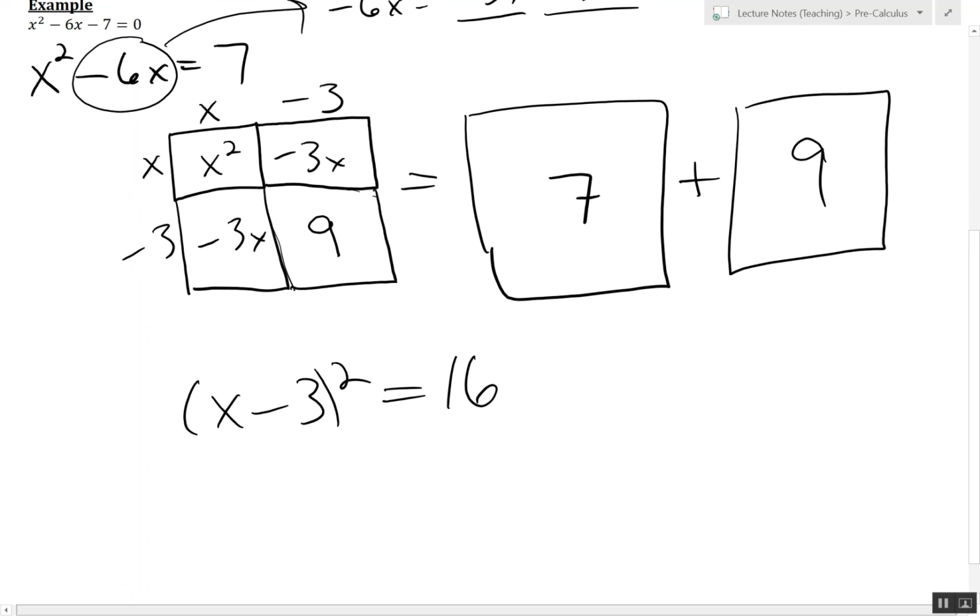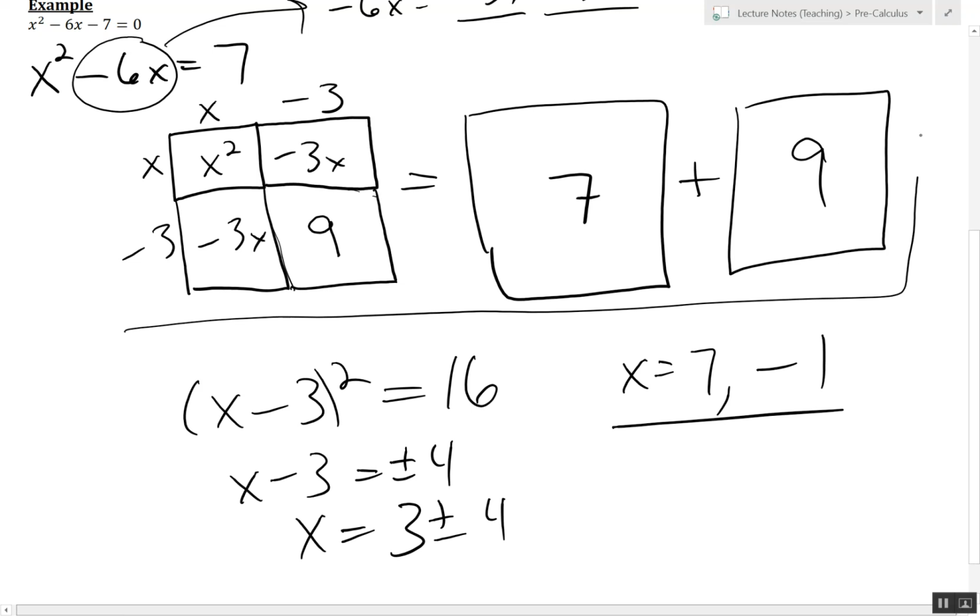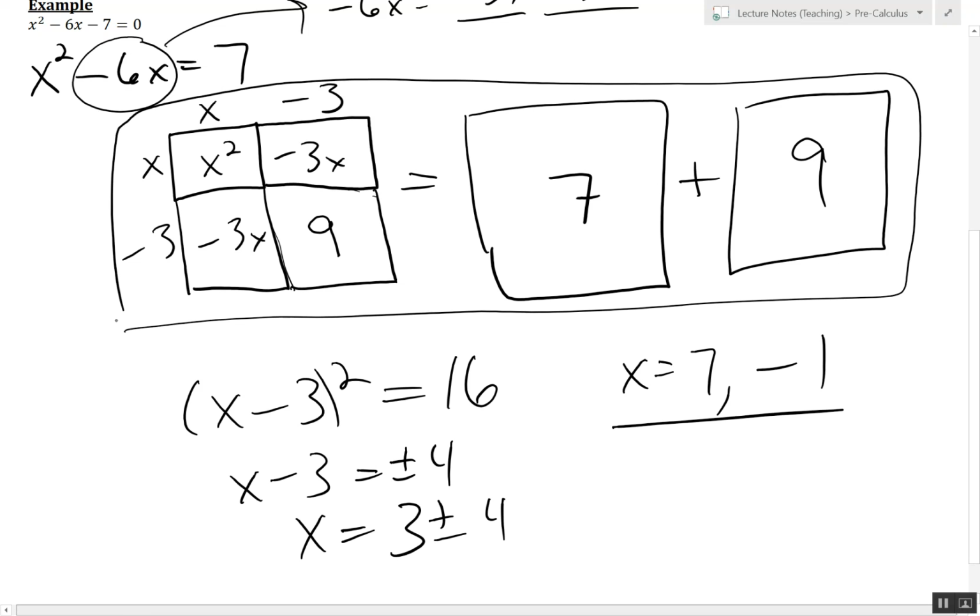You take the square root of both sides, you get x minus 3 equals plus or minus 4, x equals 3 plus or minus 4, so x equals 7, or x equals negative 1 as before. So this gives you a nice diagram way to figure it out. And this is actually where completing the square gets its name historically.